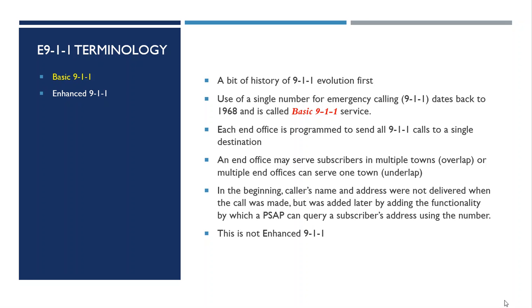In the early days of basic 911, the caller's name and address were not delivered when the call is made, but subsequently, when the PSAPs were connected to the end offices using what is called camera trunking, we'll talk about camera trunking in subsequent videos, but bear with me. When the camera trunking was added, at that time, the PSAPs were able to query the address of the subscriber, but it is not E9-1 as a standard, which was established a little bit later.